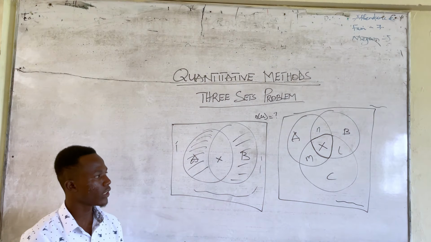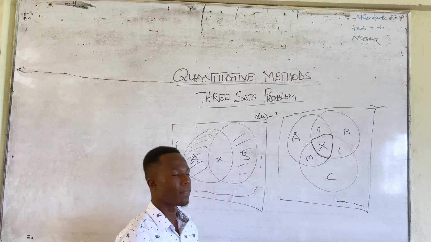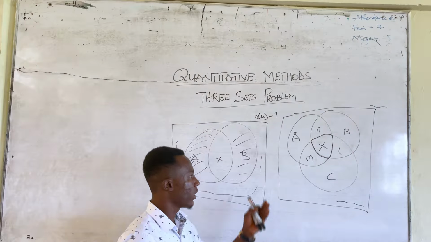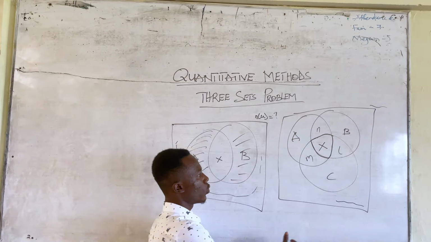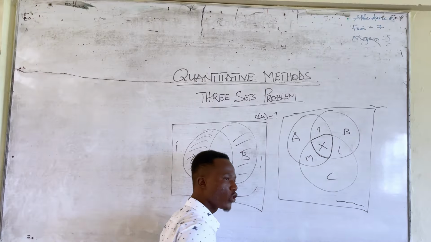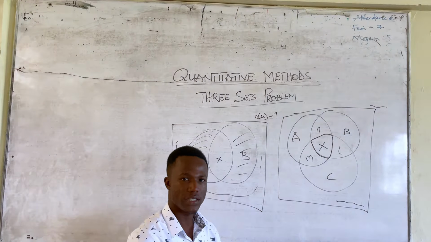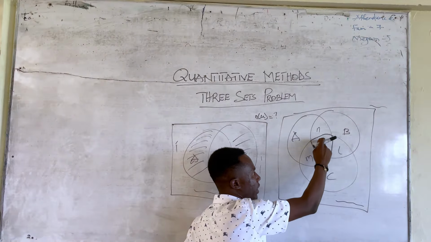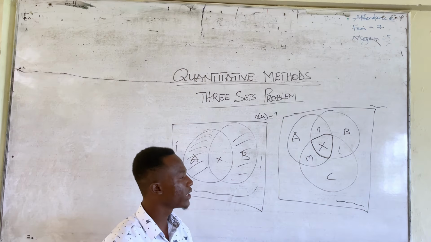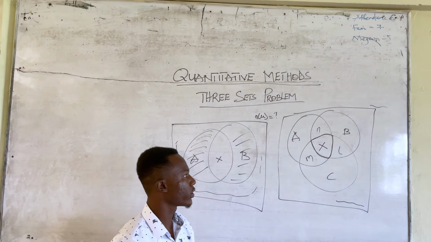Most of the time in the question, they can ask you to calculate the number of students who studied all the subjects, or the three subjects. All the subjects means those people studied A, they studied B, and they studied C. Do you get it? The number that you get here is the number of students who offered the three subjects, or the courses.